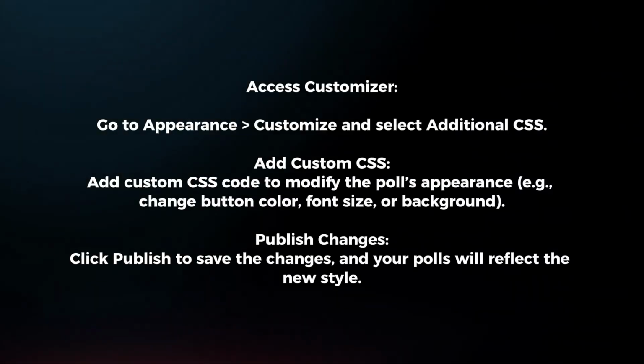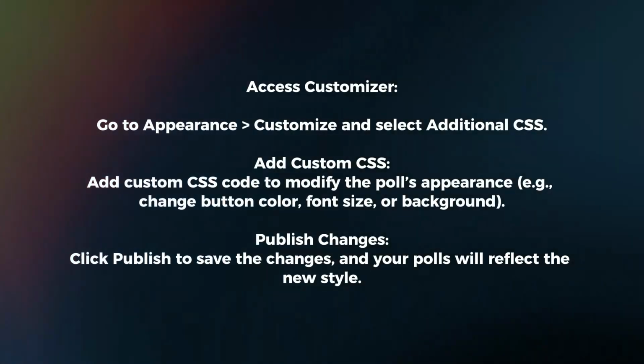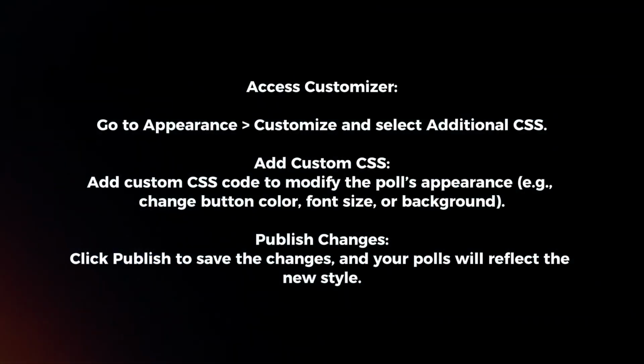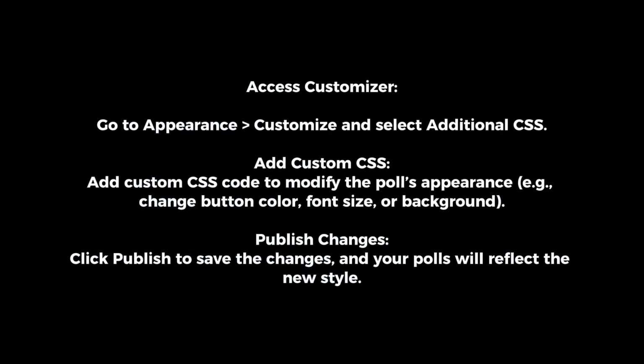Customizing via custom CSS. Access Customizer. Go to Appearance, Customize, and select Additional CSS. Add custom CSS. Add custom CSS code to modify the poll's appearance. Publish changes. Click Publish to save the changes, and your polls will reflect the new style.